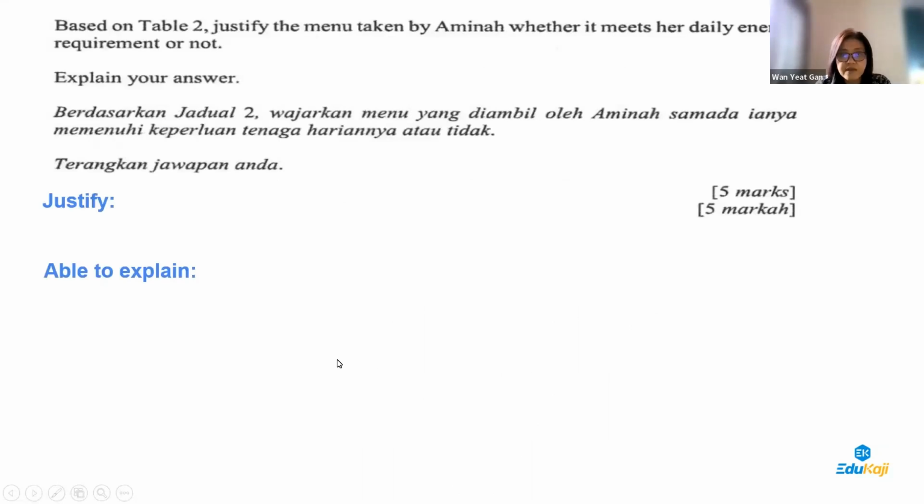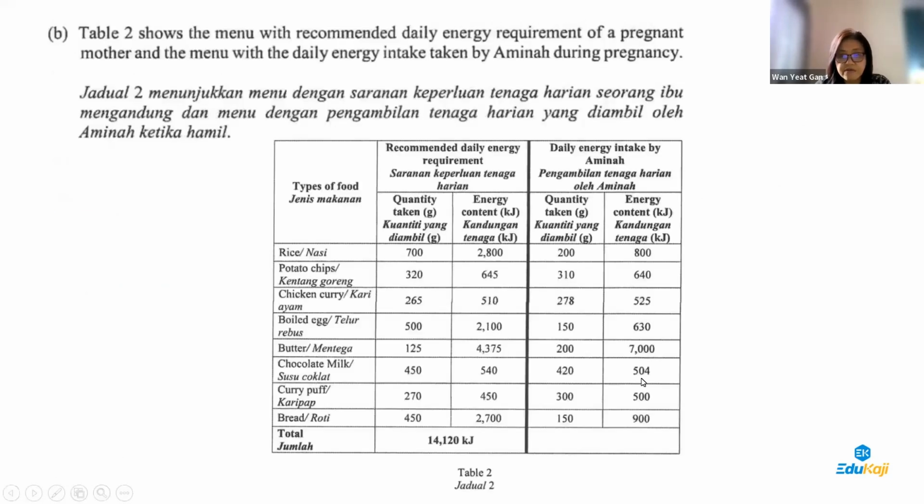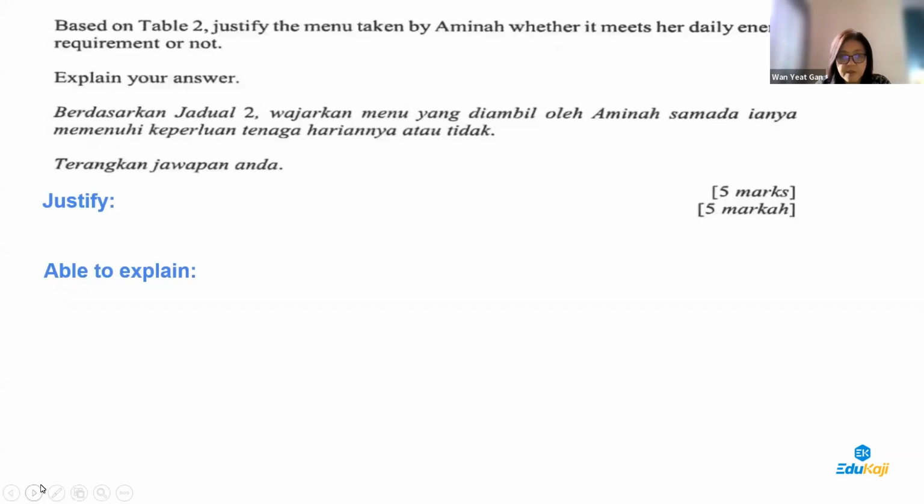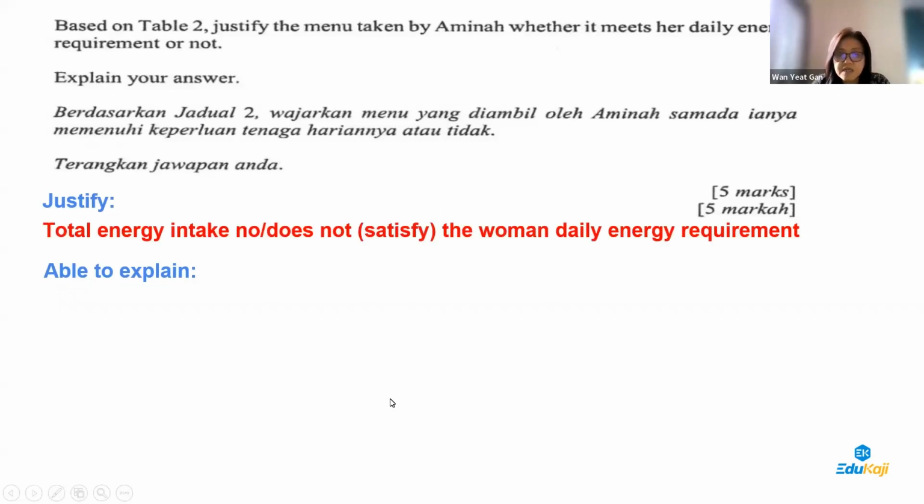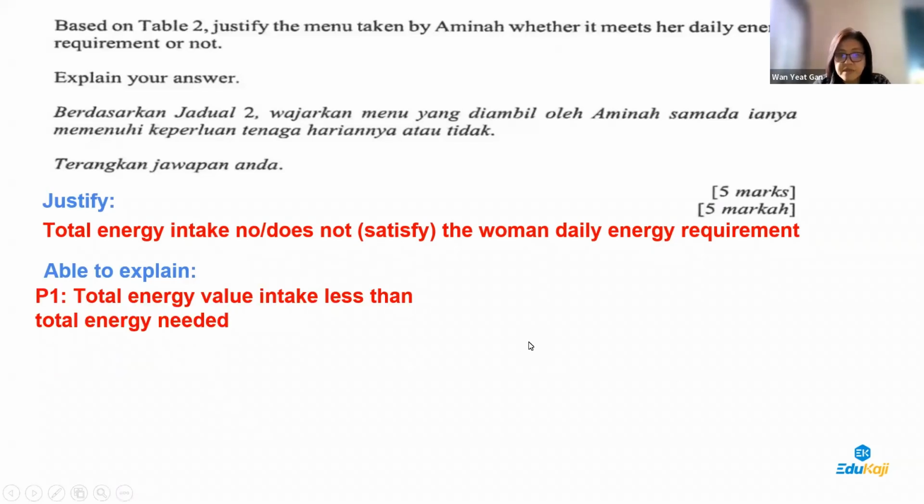Based on table 2, justify the menu taken by Amina, whether it meets her daily energy requirement or not. Explain your answer. Okay, so if you look at the comparison just now, the values, seems that Amina is not taking sufficient quantity of food that can provide her with the energy requirement for the day. Okay, so the total energy intake does not satisfy a woman's daily energy requirement. Now, the total energy value intake is less than what is recommended.